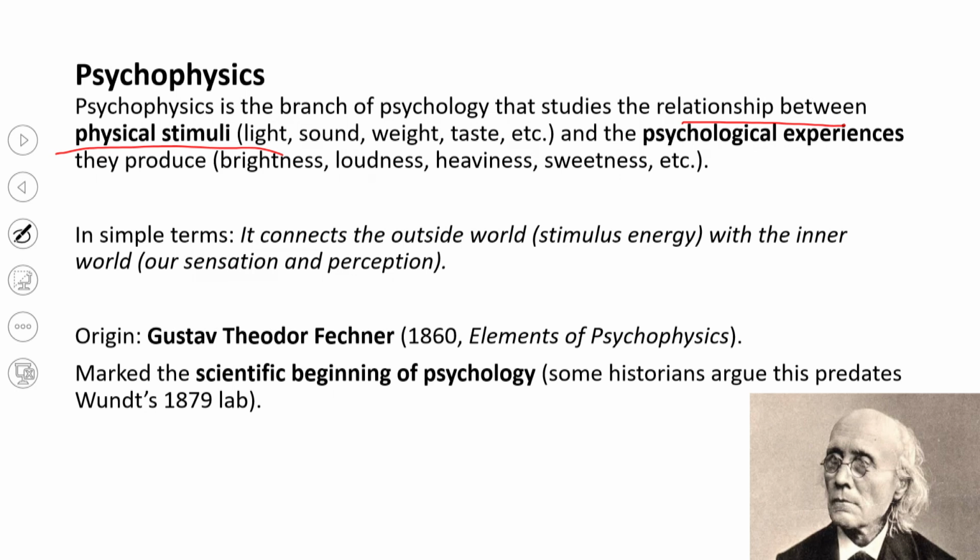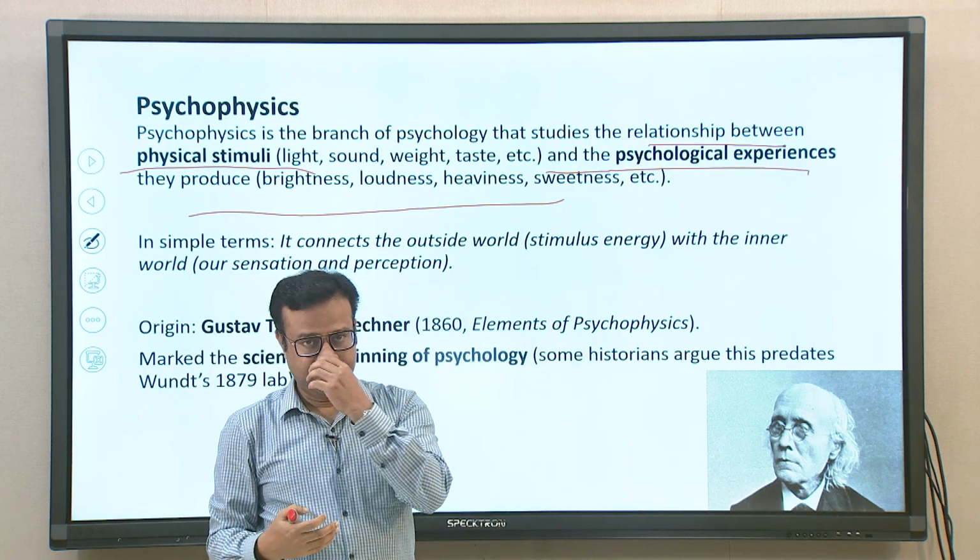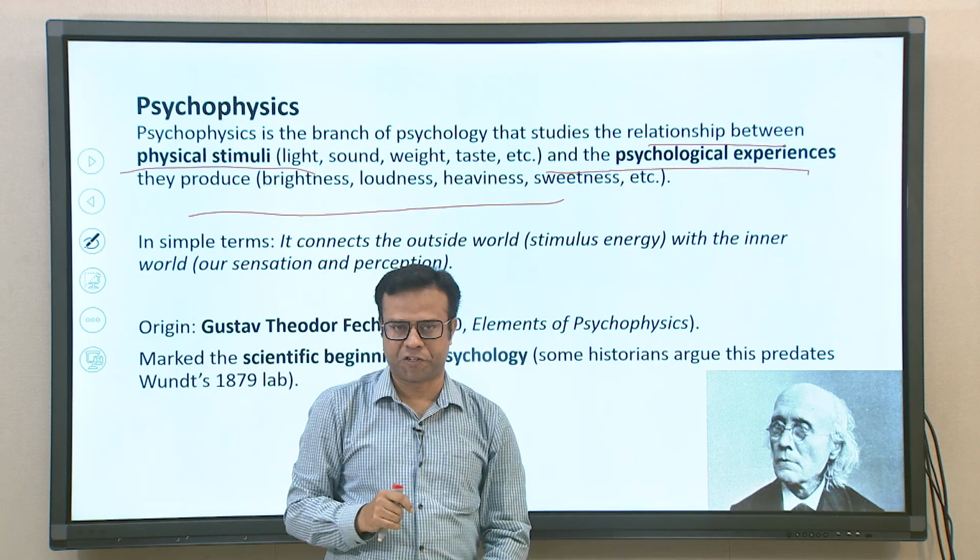We have physical stimuli like light, sound. So, all these physical stimuli that are coming, and once they come, how they translate into psychological experiences. Once the stimuli come, what kind of psychological experiences do they produce? So, this relationship is studied in psychophysics. There is a physical part, there is a psychological part. They study the relationship between them. So, this is the branch of study called psychophysics.